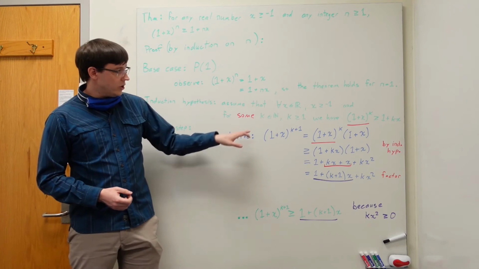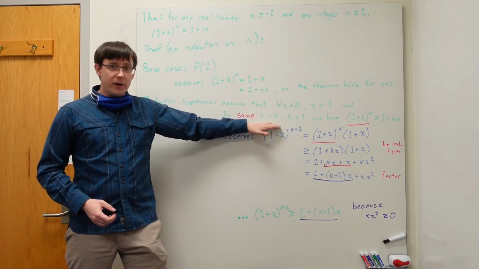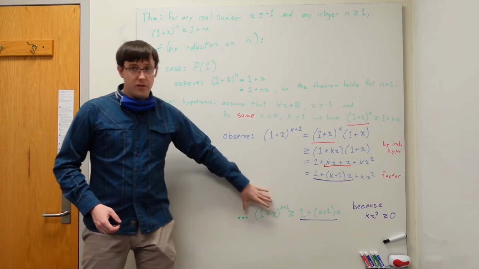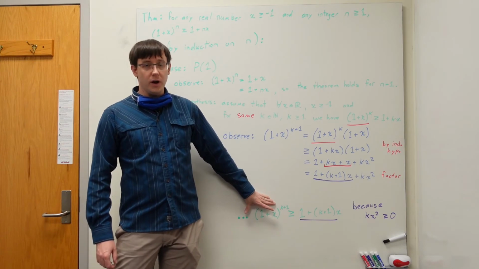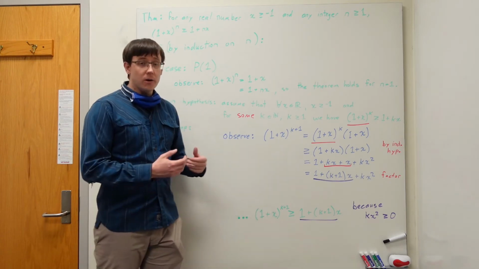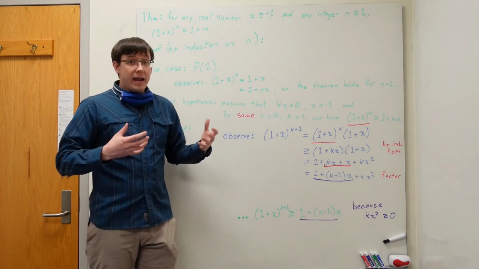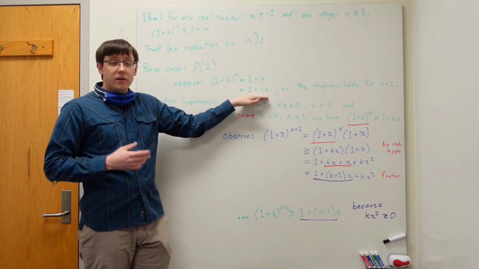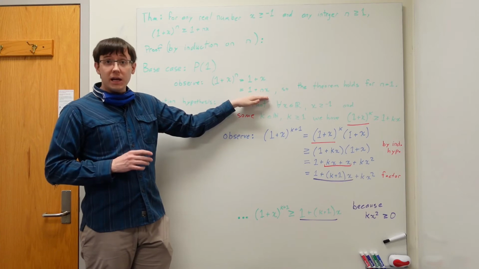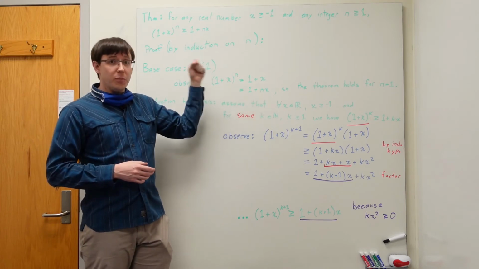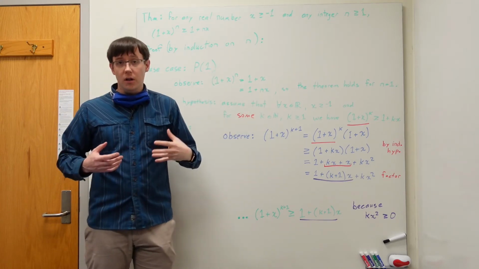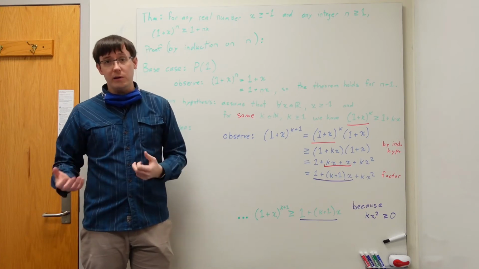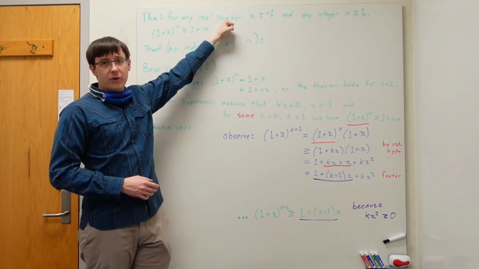So we have now shown that if the property holds for k, then it will also hold for k plus 1. That gives us our chain of implications, and our base case that the property holds for n equals 1 starts the chain, meaning that we have proven that this property holds for all integers greater than or equal to 1, which proves our theorem.